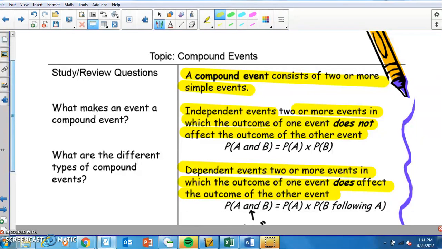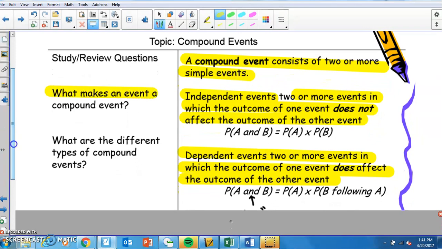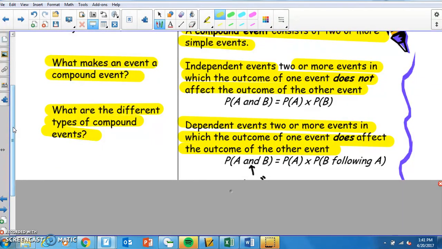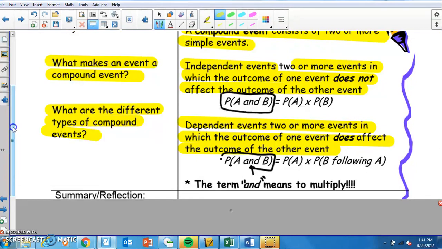All right? When we have compound events, let me highlight this right here. We have two types of compound events. We have independent events and we have dependent events. When we have compound events, the way we're going to write the probability is you'll notice right here we have the probability way of writing, for instance, the probability of A and B. And down here, the probability of selecting A and B. The word and means multiply. So when we have compound events, when you see the word and, you're going to multiply. Okay? So keep that in mind.